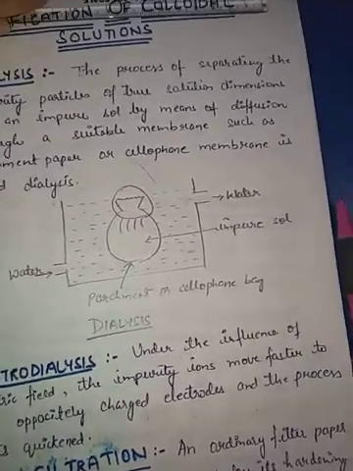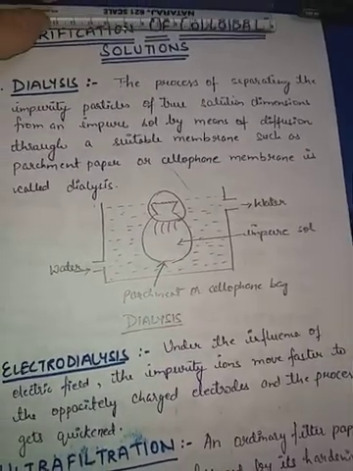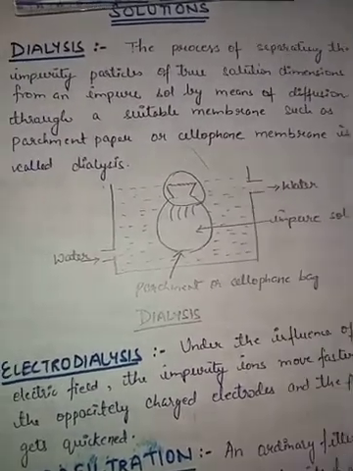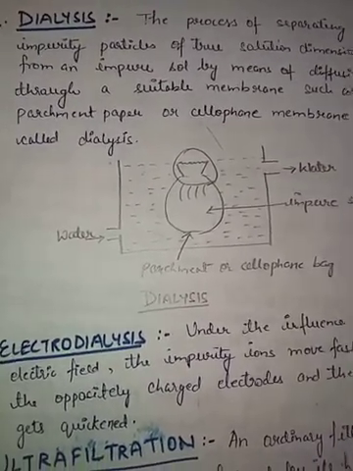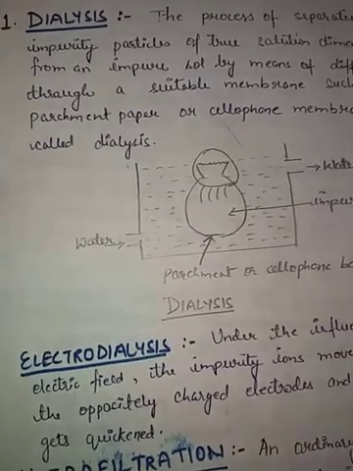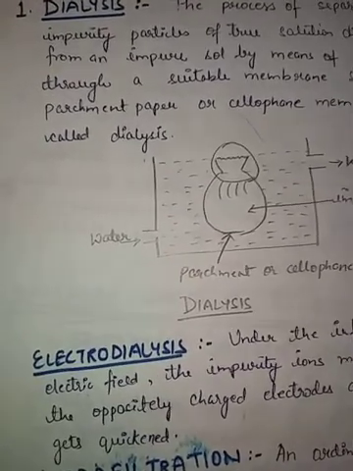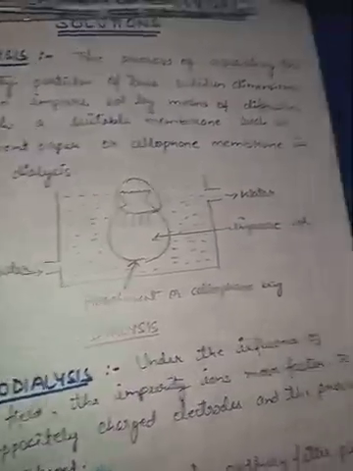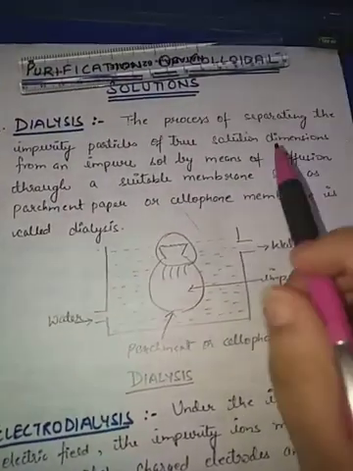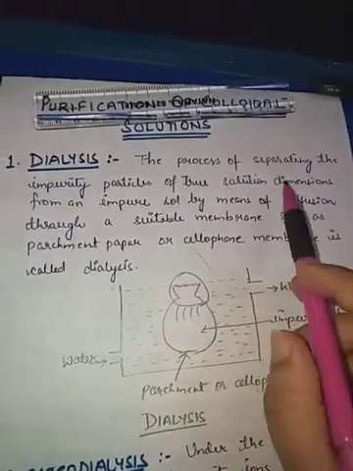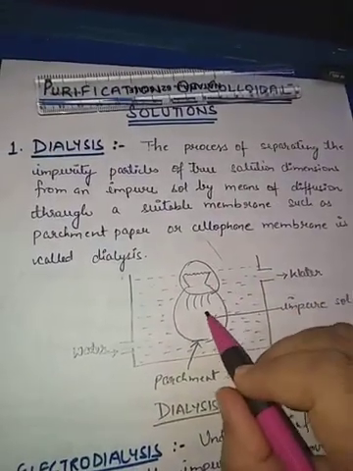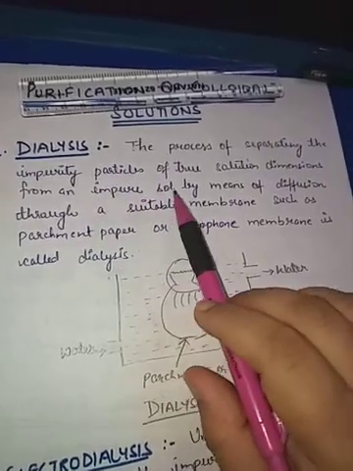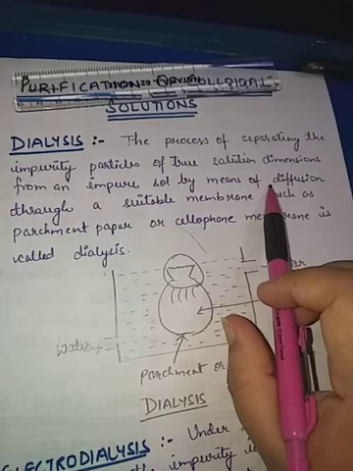Hello students, today we will start with the purification of colloidal solutions. The first process we'll use here is dialysis. Dialysis is the process of separating impurity particles of true solution dimension. If particles of true solution dimensions are present in the sol, they are purified from the impure sol by means of diffusion.